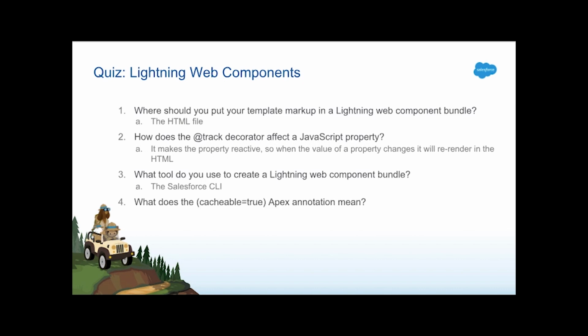Okay, the 4th and final question. What does the cacheable equals true Apex annotation mean? A bunch of people already want. If you win a prize, you can't put your hands back up. The gentleman in the plaid shirt was the first up. Yes, it allows the platform to create and manage a client-side cache for the data returned by Apex.